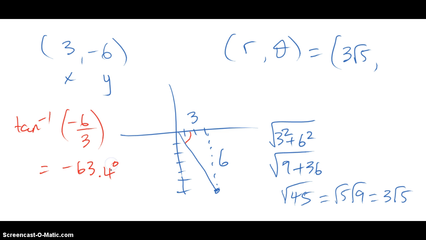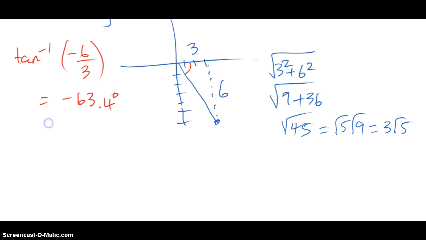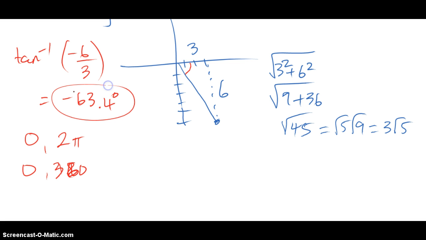63.4 degrees. Now what they're probably going to ask for in the test is an answer that's between 0 and 2 pi, or between 0 and 360 should I say. In which case we can get a positive version of this simply by adding 360 degrees. So if we add 360 to that answer, we're going to get 296.6 degrees.